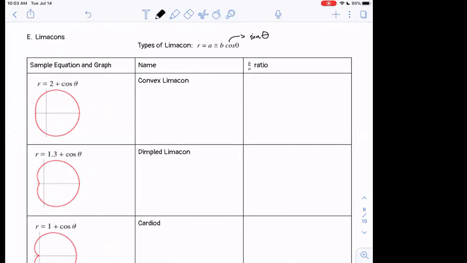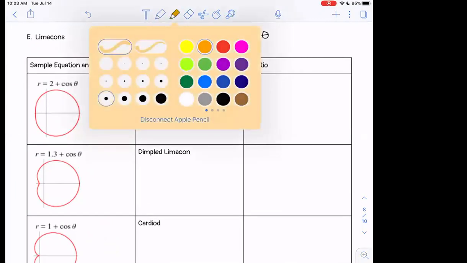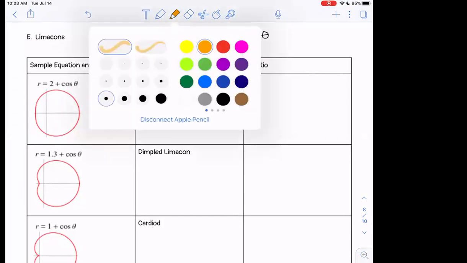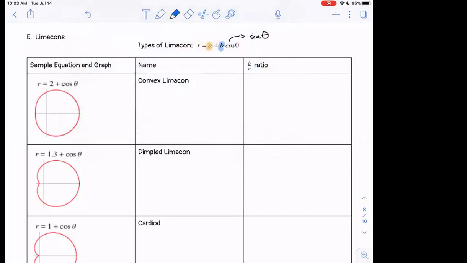So the Limaçon chart has two numbers here that are important for us to look at. It has an a value, that's the number that is not directly next to the sine or the cosine. And then there is this b value. The b value is the coefficient for the trig function.